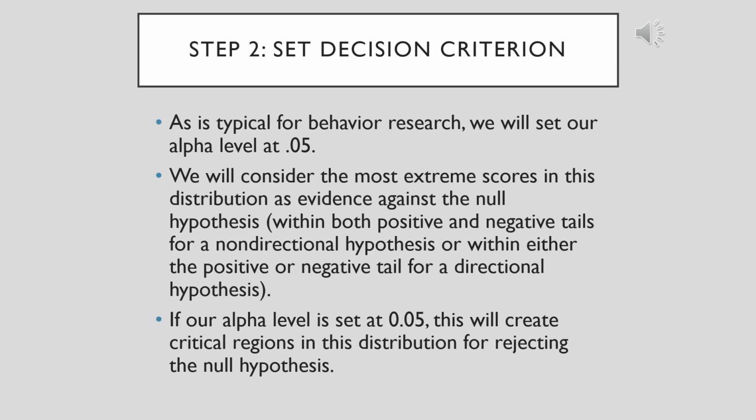So for step 2, we set our decision criterion, and we're always going to use an alpha level of 0.05. And remember, if we look up in a table and find that the probability of observing a particular statistic, in our case the correlation coefficient, as large as we see or as small as we see is very unlikely, given that the null is true.